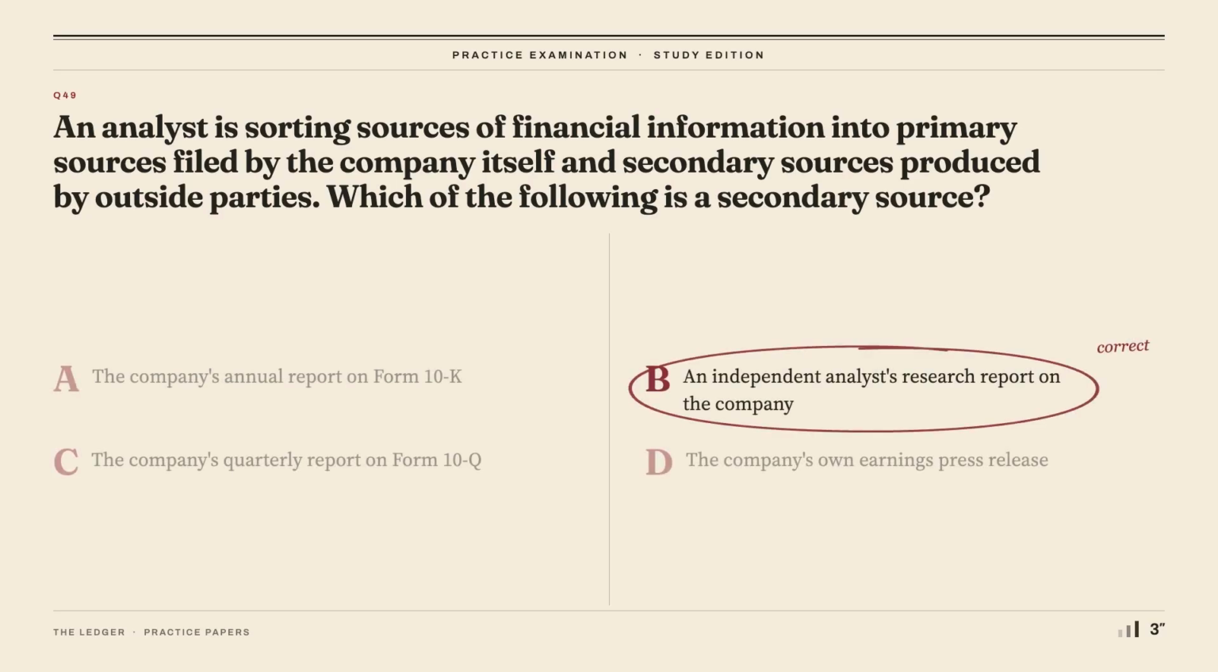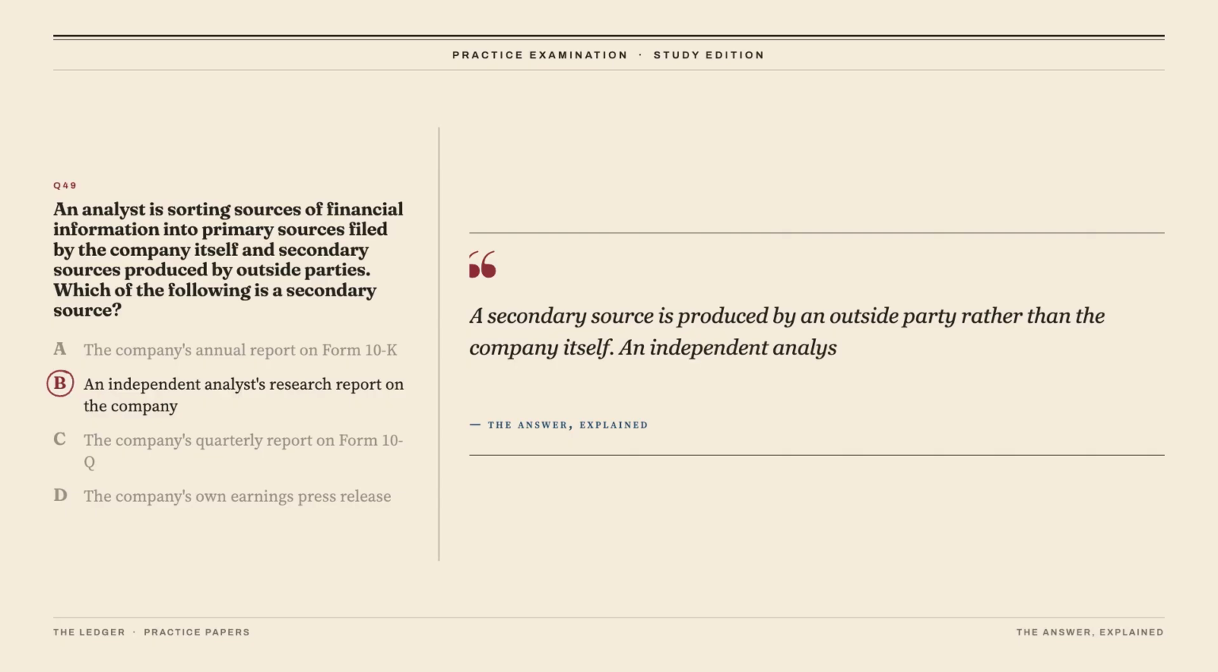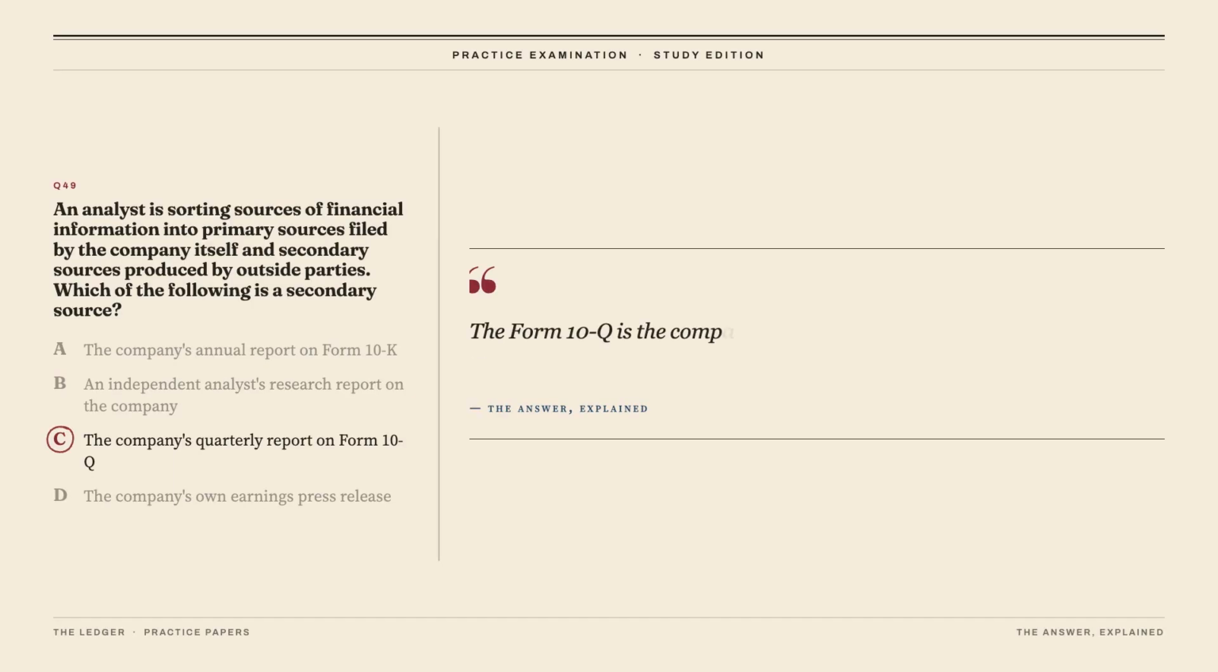The correct answer is B. An independent analyst research report on the company. B is correct because a secondary source is produced by an outside party rather than the company itself. An independent analyst research report interprets the company's disclosures from the outside, which makes it secondary, unlike the firm's own filings and releases. A is wrong because the Form 10-K is the company's own annual filing, a primary source produced directly by the firm. C is wrong because the Form 10-Q is the company's own quarterly filing with the securities regulator, also a primary source.